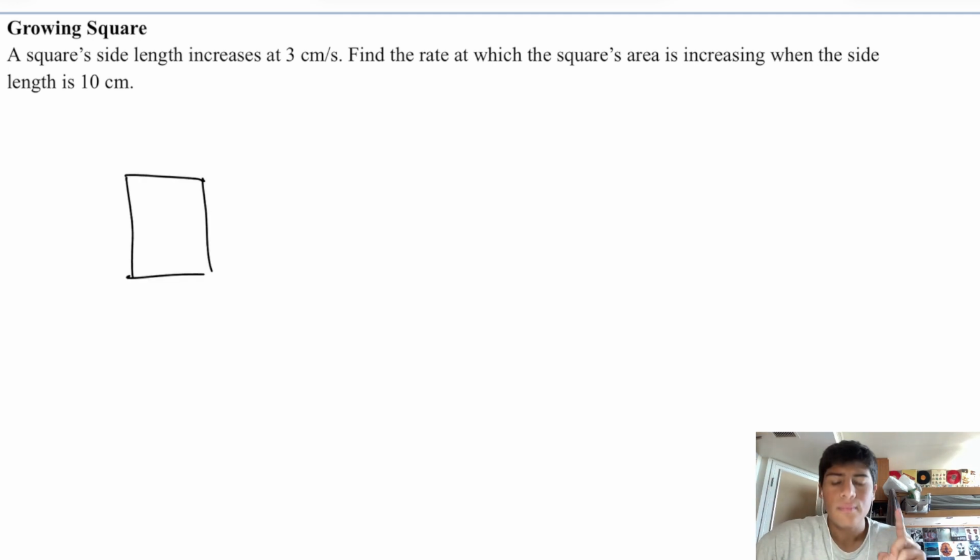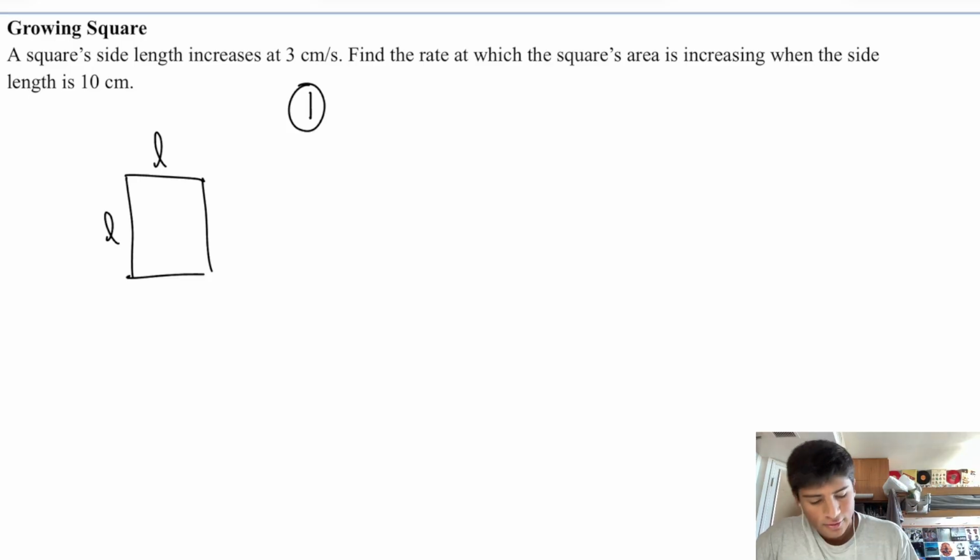So, a square, every side length is equal. That's going to be the most important thing here. They kind of trick you. They say a square side length increases, but really all of the square sides are increasing by that same amount.